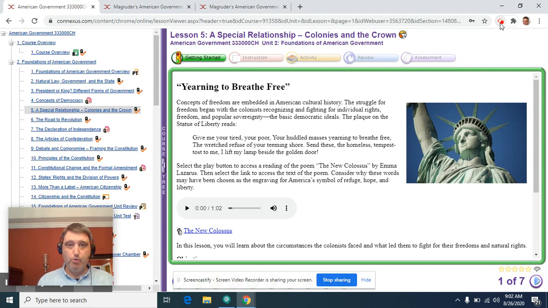And what's really important for us to understand in this unit is why were there colonies? What did England want with colonies? And how was that relationship changing over time? And eventually what we're going to look at is how that changing relationship will lead to the American Revolution. All right, so let's go ahead and get started.